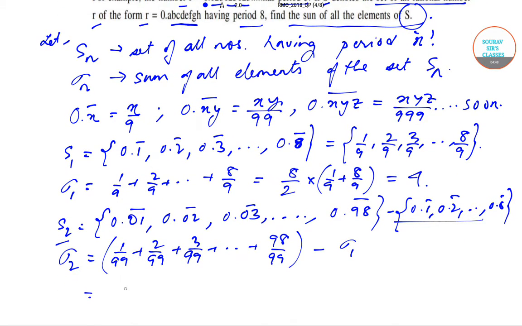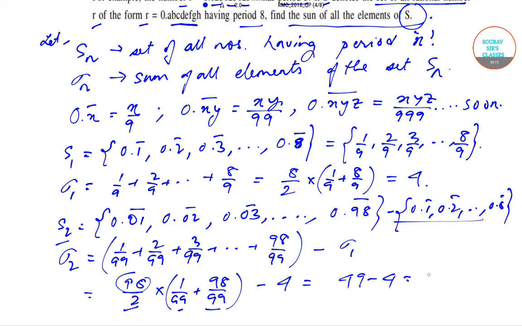Okay, so this gives us 98 by 2 into 1 by 99 plus 98 by 99. So basically this is the number of terms divided by 2 into the first term plus the last term. This is basically the formula for finding the sum of an AP series. And minus sigma 1, we know it is equal to 4. So now 98 by 99 is equal to 1, and so we have 49 minus 4, and sigma 2 is basically equal to 45.